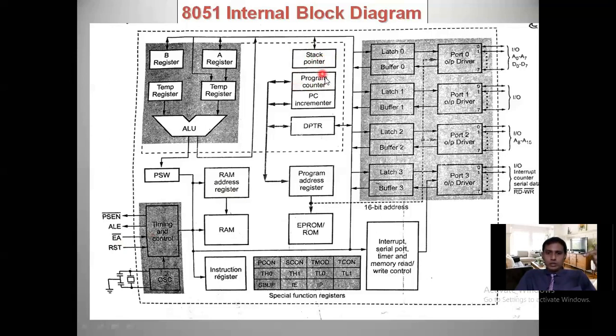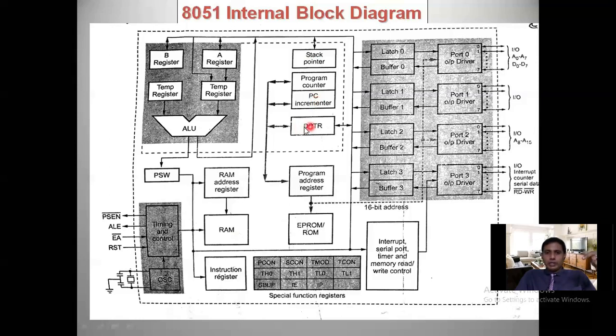Then program counter, it is a 16-bit register, and the program counter register points out the address of the current program executing. At which address the current program is executing, that information is present in the program counter register, and it is a 16-bit register. PC incrementer is another register, and for every instruction executing, the PC incrementer is incrementing by 1.